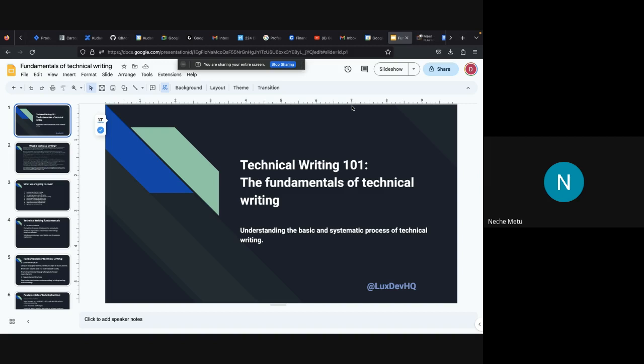We want to understand the basics and the systematic process of technical writing in lay terms. We just want to know what technical writing is all about. Everybody says start writing, but there's a process, a system to everything we do. Even when we stand up in the morning, there's something we do: we brush our teeth, eat, dress up, and get ready for school. We don't just stand up and run to wherever we're going. There's a process to getting there. So simply, that's what we're going to be looking at today. And I promise it's going to be fun.